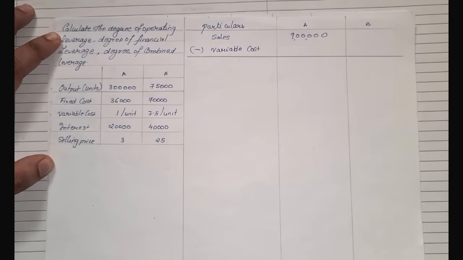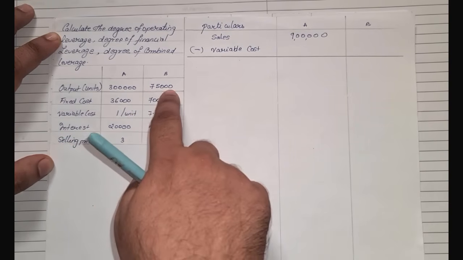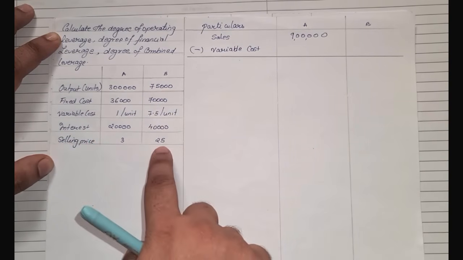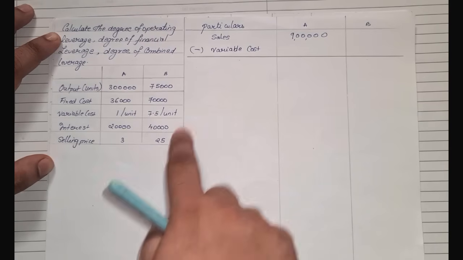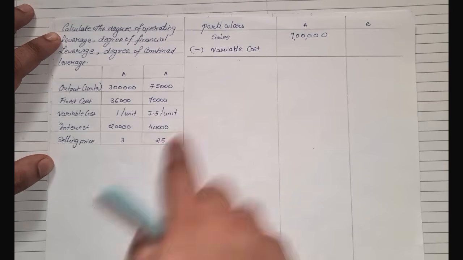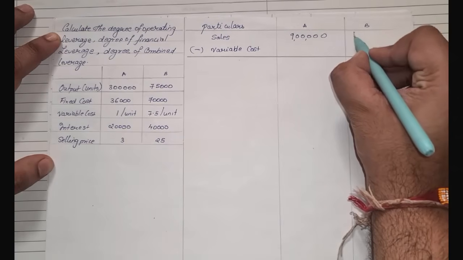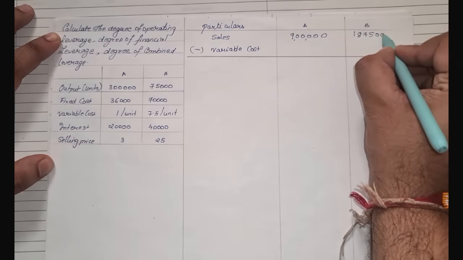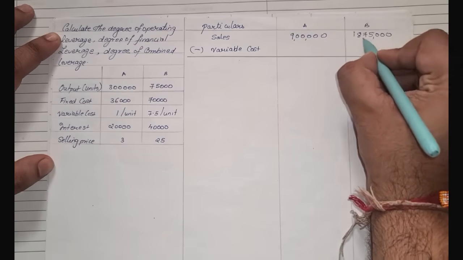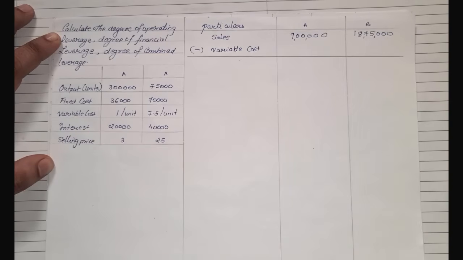Okay. Similarly, we'll have to find for company B. There are 75,000 units, and the rate of selling price is 25. So we'll just multiply 75,000 into 25. We'll get total sales as 18,75,000. Okay, so we have done with the first part, that is sales.